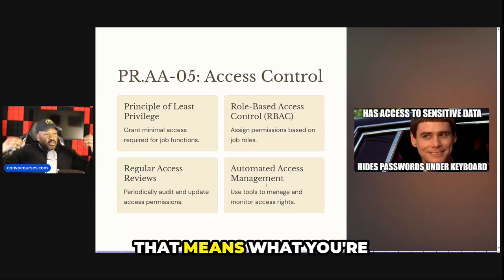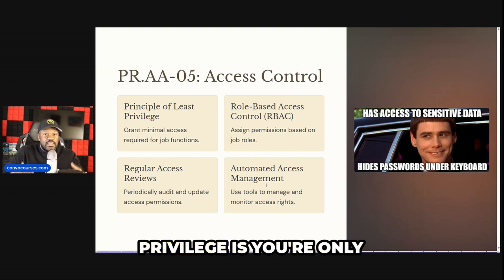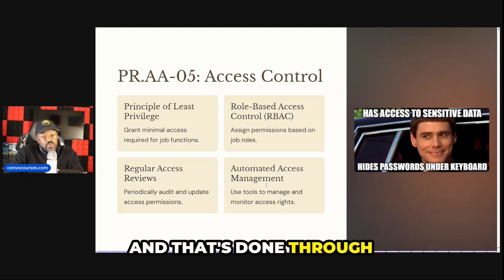That means what you're going to do with least privilege is you're only giving people what they need to do their job. You're not giving them any more or any less. Whatever they need to do their job, that's the level of privilege that you're going to give them. And that's done through role-based access, meaning if your role is a system admin on Linux systems, you'll have a role specific to that, and you'll have the privileges that you need to do that particular thing.